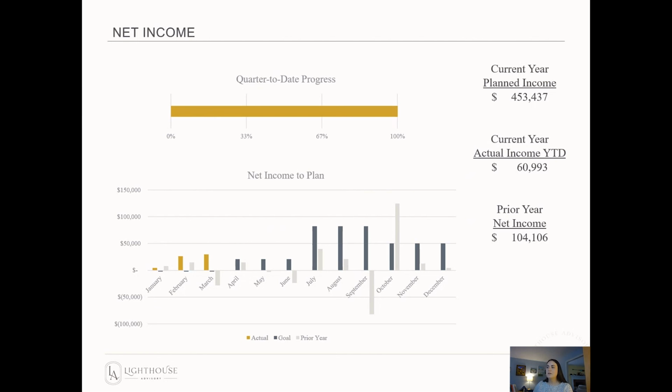So this shows us where we are for the year versus where we expect to be. And you'll notice some goals, and even in the prior year, dip below negative for that exact timing difference. And then on the right-hand side, we've got where we stand for the current year. So where we expect to be at the end of the year, where we currently are, and what the prior year ending net income was.